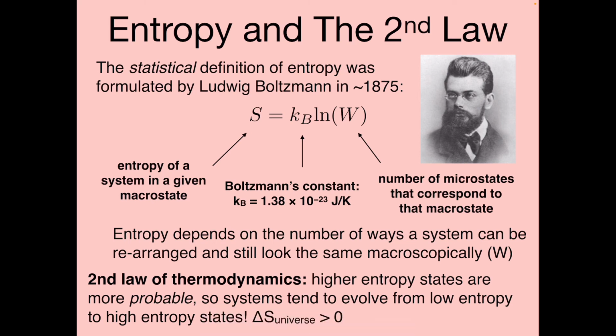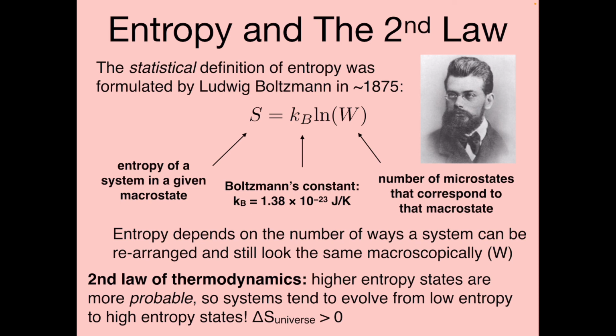So basically what this is saying is that entropy only depends on W. Kb is just a constant. So entropy depends on the number of ways that a system can be rearranged, but still look the same on the large scale. So how many different ways can we rearrange the particles and it still looks the same macroscopically? That's W, and that's what entropy is dependent on. Now this formula is actually what appears on Boltzmann's tombstone, so it's a really important formula for him. If you visit his gravesite, you'll see this engraved on his tombstone.